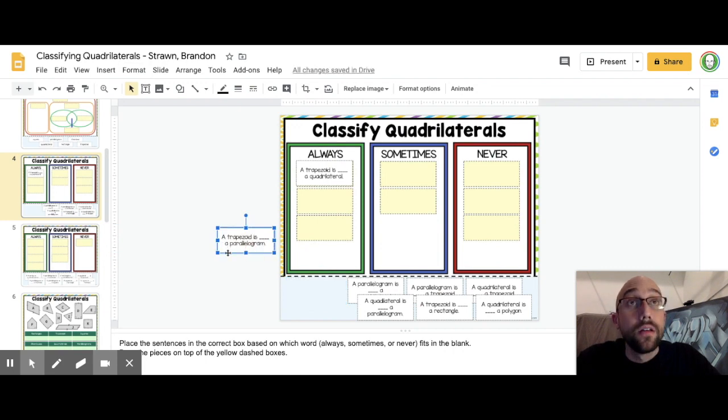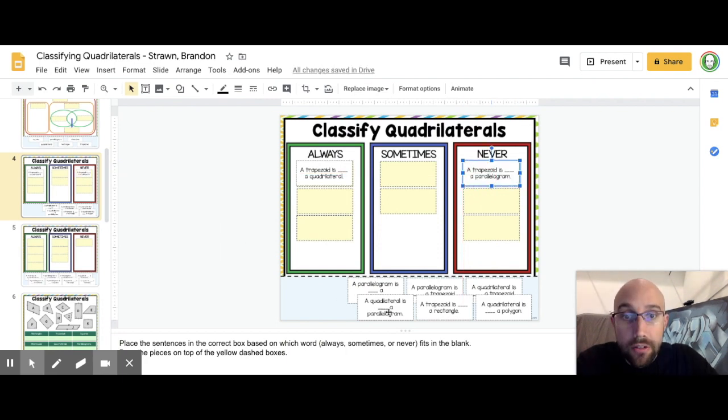Well, let's see. How many parallel sides does a parallelogram have? 2. So a trapezoid can never be a parallelogram, period. A quadrilateral is blank a parallelogram. Sure, it can be, but it doesn't have to be. A parallelogram is blank a quadrilateral. Now that one has to be true.